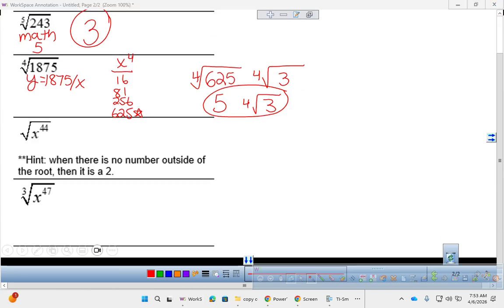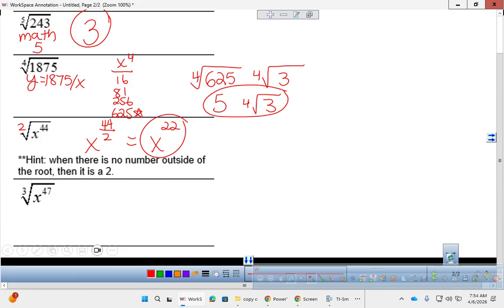When it comes to variables, you're just doing division. Inside divided by outside. So the inside number divided by the outside number. When there's no outside number there, then we write 2. So this is a square root. Square roots, you don't necessarily have to see the number. So I'm going to do x, because I can't forget the x. X is in my answer, to the power of my inside number divided by my outside number. And if that works out really nicely, then that's all I have to do. This would be x to the power of 22.